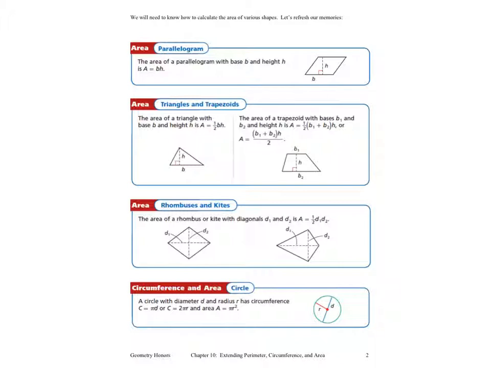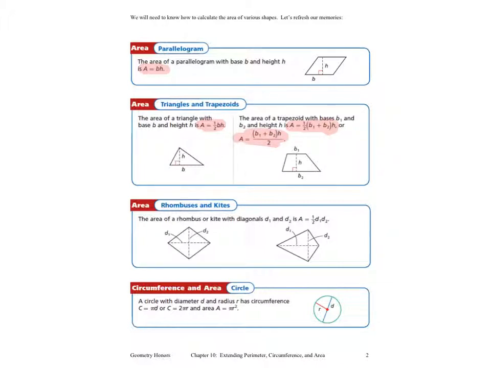Here's some basic area formulas. All of these will be provided for you on a test because they will also be provided on the SAT. So for parallelogram, we have A equals BH. In a triangle, we have A equals 1/2 BH. And for a trapezoid, we have A equals 1/2 (B1 plus B2) times H, or this is just another way to write it.